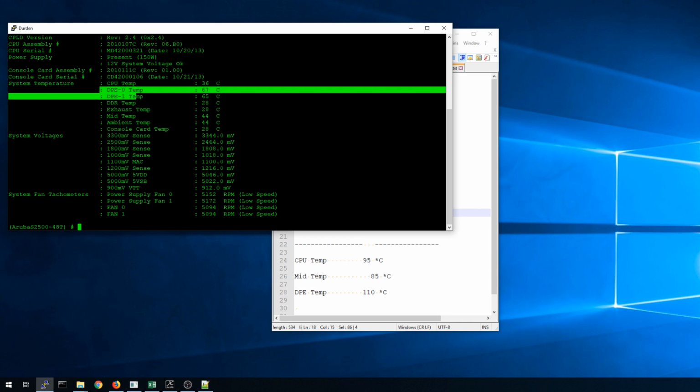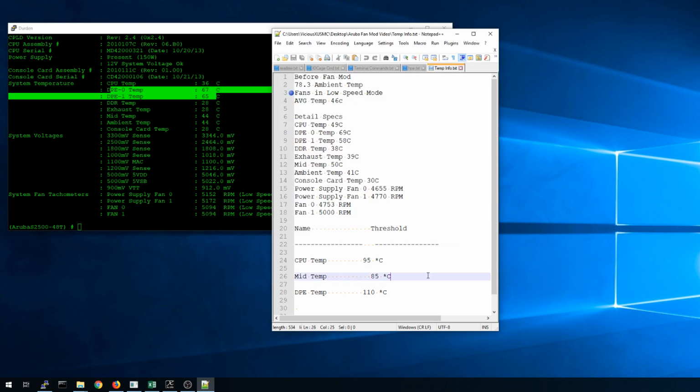DPE temps are what I'd have to keep an eye on, because even though almost every single temperature here is dramatically lower, those are not. However, what you need to be worried about is your thresholds. These are the thresholds set by HPE Aruba. This is when it says, hey, this is too hot, I'm shutting down, because if I don't, there's going to be trouble. So the one I'm worried about, this one, doesn't get into critical until 110 degrees Celsius, which is nearly double the temperatures that we're running now. So I'm not really worried about this at all as far as being over temp.